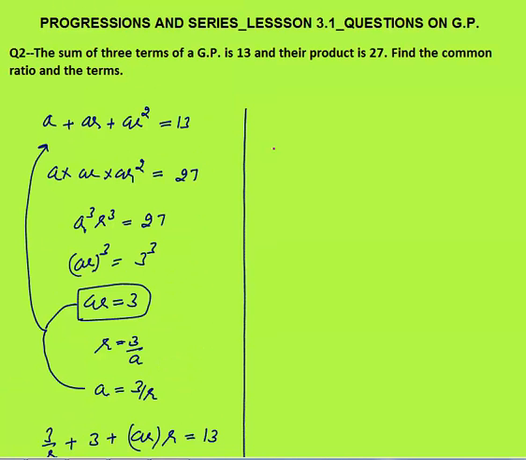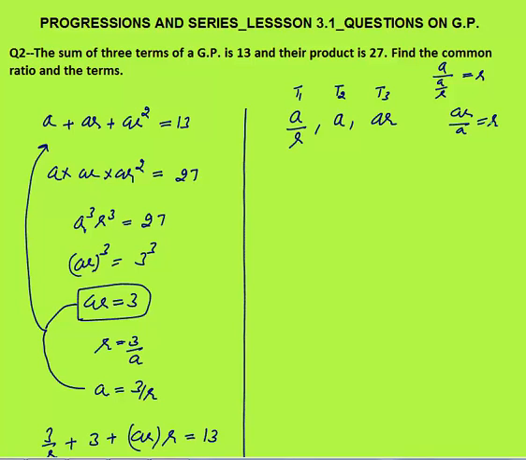Now this second method is that rather than taking the terms as a, ar, ar square, you can take the terms as a by r, a, and ar. You can see that this is also a GP, because the common ratio, second by first, T2 by T1, will be r: a by r, the common ratio is r; ar by a, again the common ratio is r. So this is the basic definition of GP. So you can take the three numbers like this.